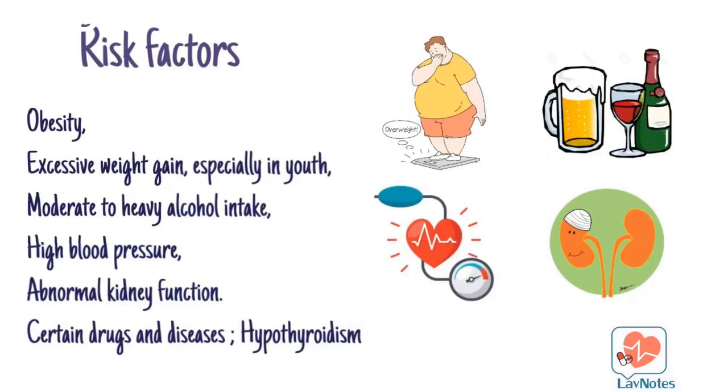And now onto the risk factors. Obesity, excessive weight gain, especially in youth, moderate to heavy alcohol intake, high blood pressure, and abnormal kidney function are among the risk factors for developing gout. Certain drugs and diseases can also cause elevated levels of uric acid. Also, there's an increased prevalence of abnormally low thyroid hormone levels, also known as hypothyroidism, in patients with gout.